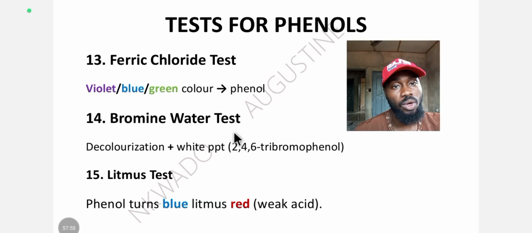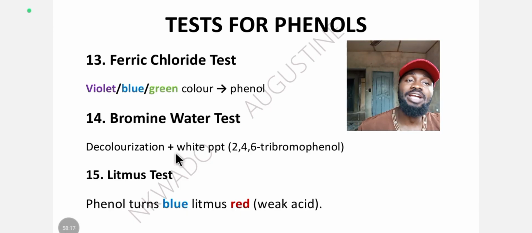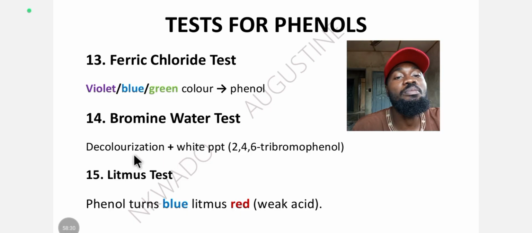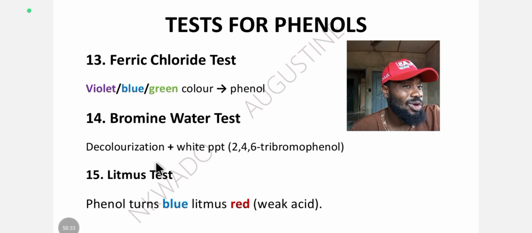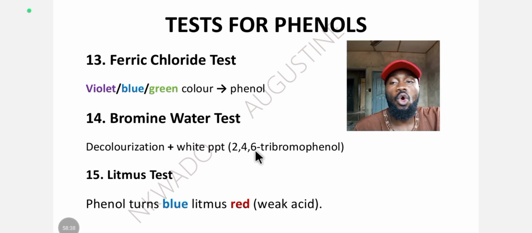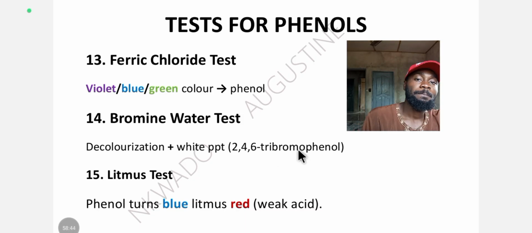Number 14 is the bromine water test. The result is decolorization plus a white precipitate. When you add bromine water to a solution in which you suspect phenol is present, it decolorizes the solution and forms a white precipitate. That indicates or confirms the presence of 2,4,6-tribromophenol.